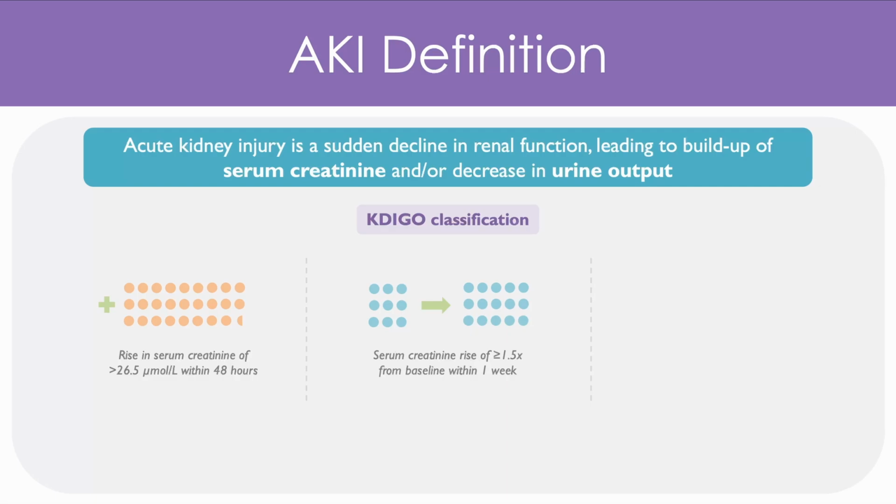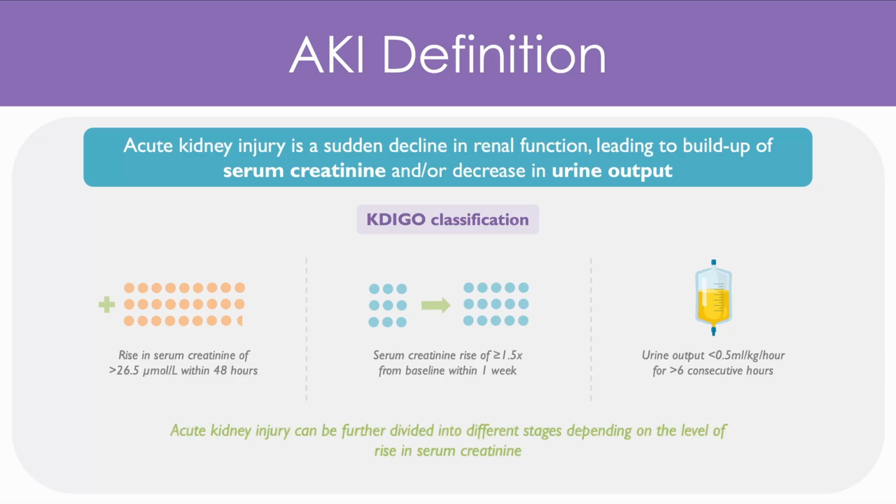time frame. Additionally, we can also take a look at urine output, and if this falls below 0.5 milliliters per kilogram per hour for more than 6 hours, this would also match the criteria for an AKI. If any of these features are present, we can confirm the diagnosis of an acute kidney injury, and we can divide AKIs into different stages depending on the level of rise of serum creatinine.